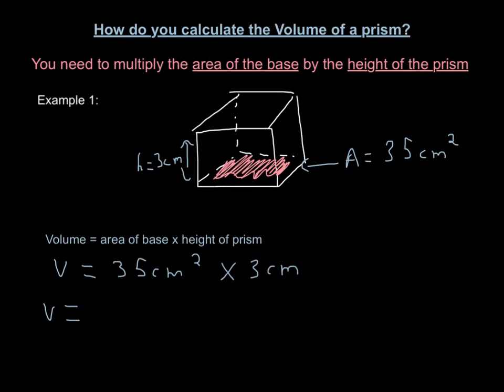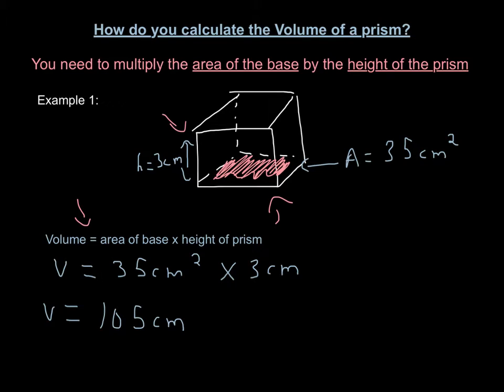So we just got to write down here our formula, which is volume equals the area of the base right there multiplied by the height, which is 3. So 35 centimeters squared times 3. Well, that gives us an answer of 105 centimeters.